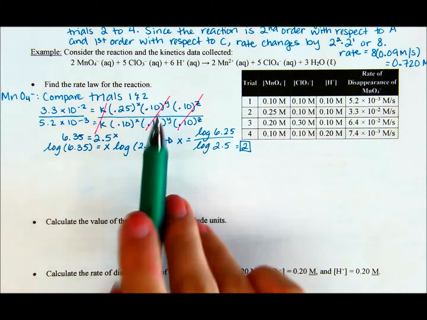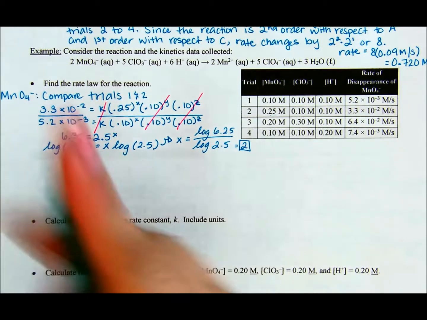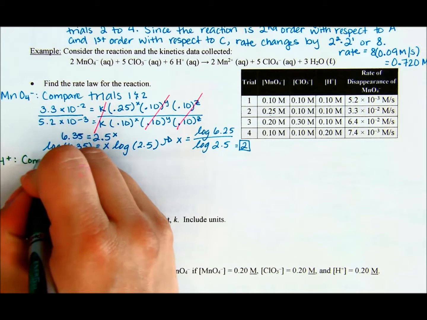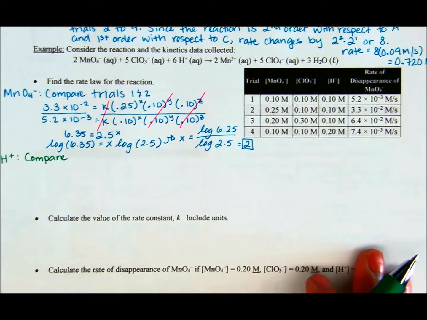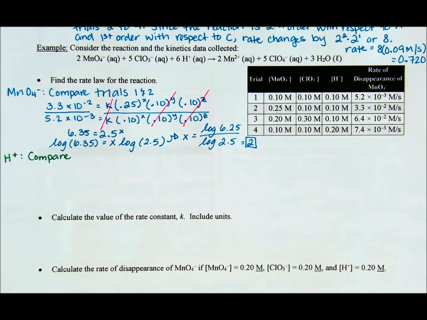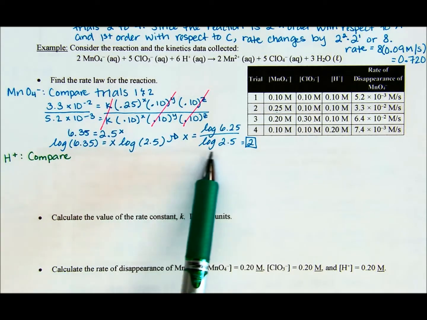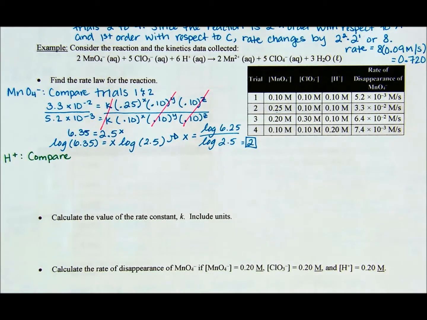Okay, let's find the y. So I'm going to switch colors to keep these separate. So for y, I'm going to call my y my H plus. And for H plus, I'm going to compare two trials again. So I would like you to find the two trials you compare, and then work all of this out. Get all the way to the final number. Go ahead.